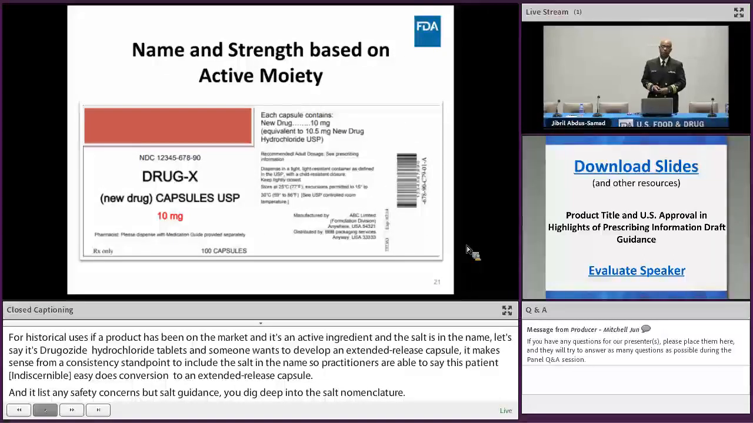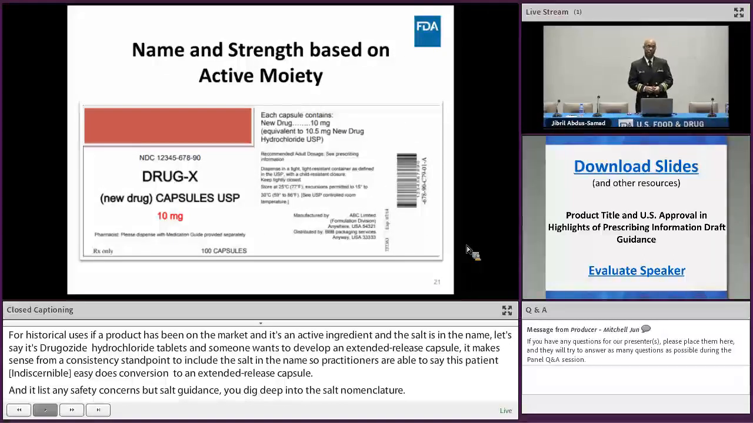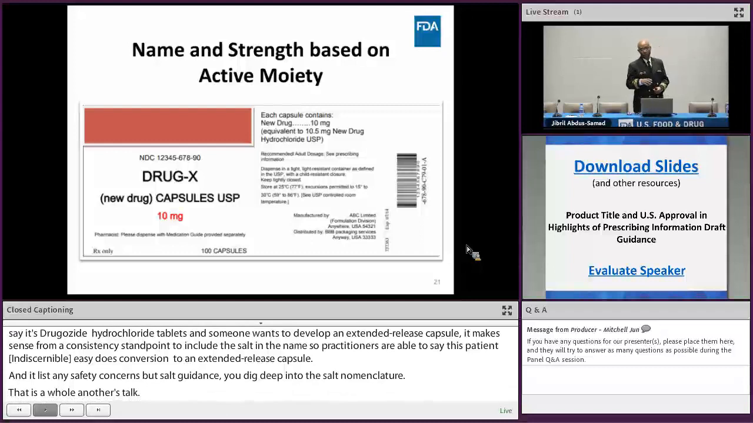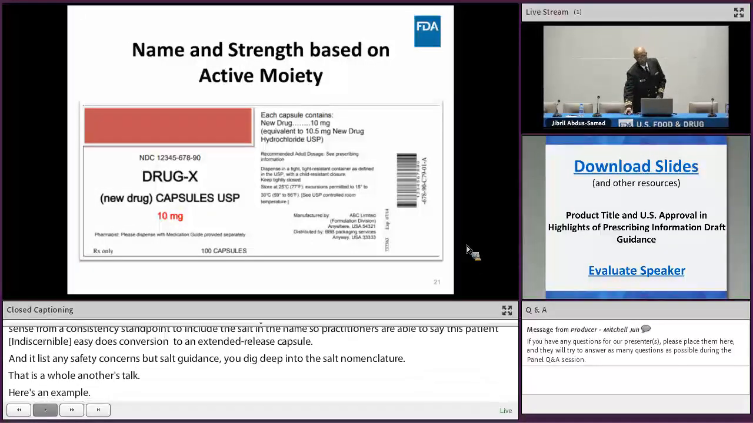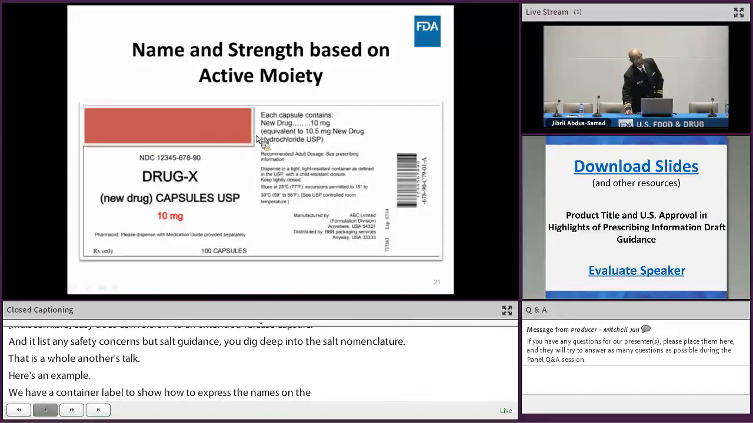Here's an example we have of a container label to show how to express the names on a container. Here we have the new drug capsules. This is the active moiety in the name and the strength of the product. And then as required by the Food, Drug, and Cosmetic Act, to include the established name and the amount of the active ingredient, the equivalent amount here of the salt.